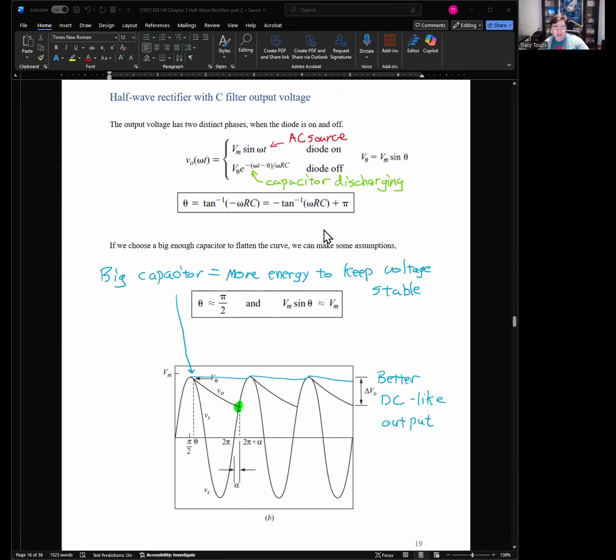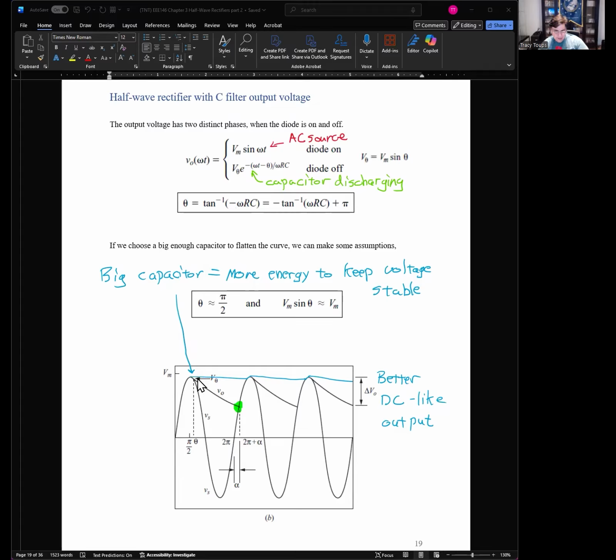So how do we quantify that mathematically? What's going on? The output voltage has two distinct phases, right? When the AC source is on and the diode's conducting, the output voltage is just the AC waveform coming in. There's a cutoff point where the AC voltage starts dipping down, and then the diode turns off and the capacitor turns on. And at that point is this V theta.